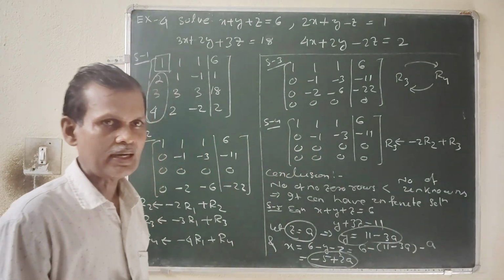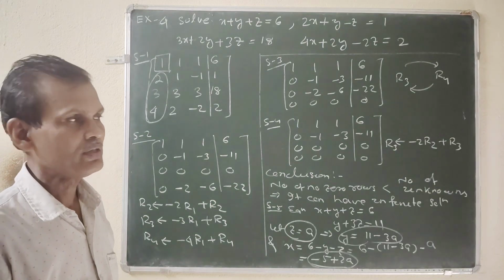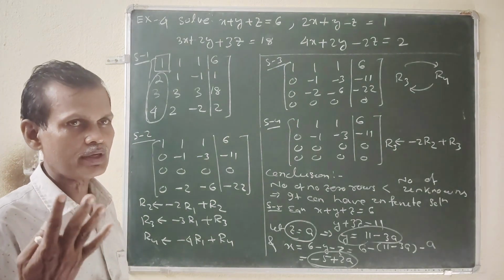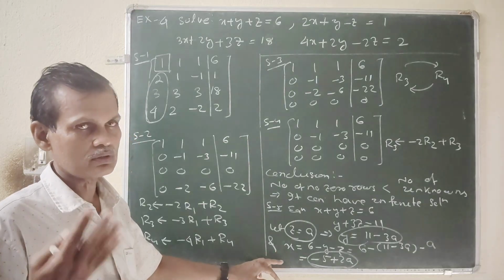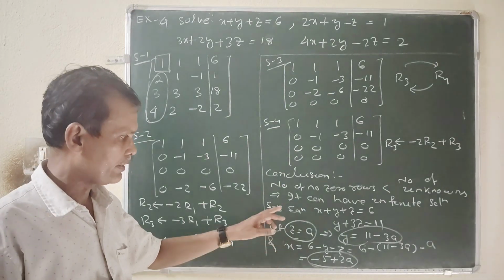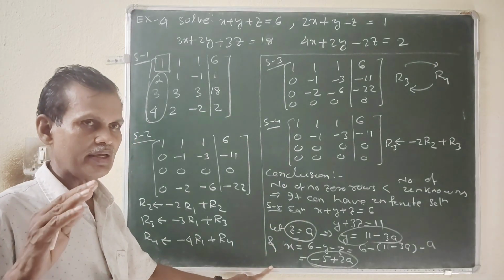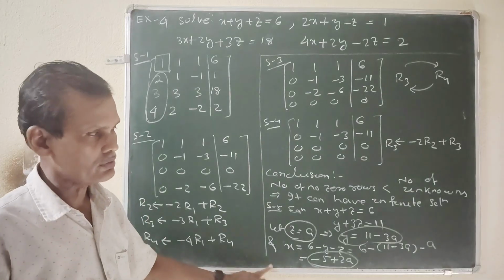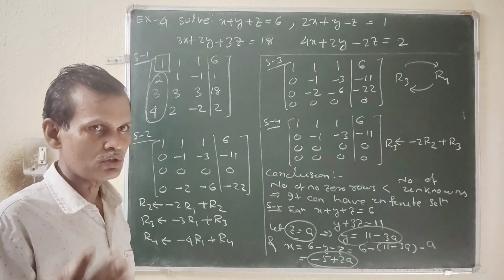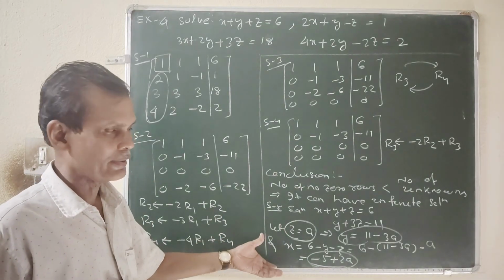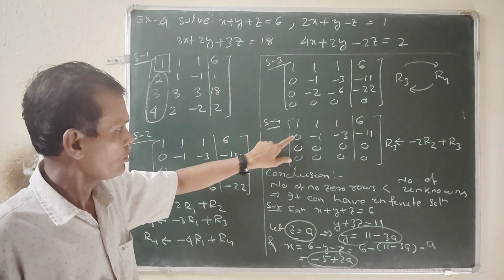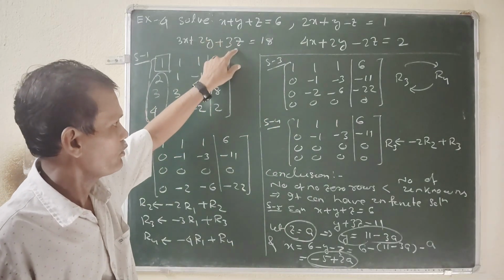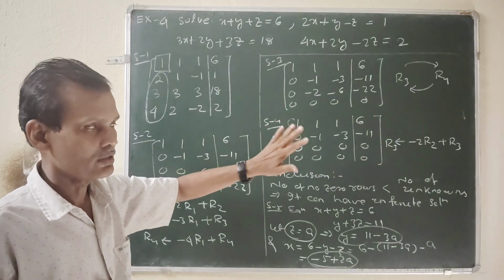All x, y, z are given in terms of a. Now it is our choice that whatever value for a we decide, accordingly we will get the values of x, y, z. If we consider a as 1, we will get a set of values. If we consider a as 2, we will get another set of values. That means for infinite values of a, we will have infinite triplets of x, y, z. So this example says if the number of non-zero rows is less than the number of unknowns, then that gives an infinite number of solutions.